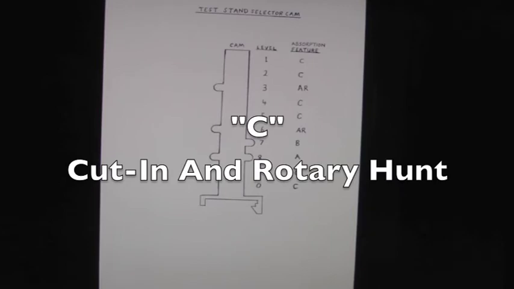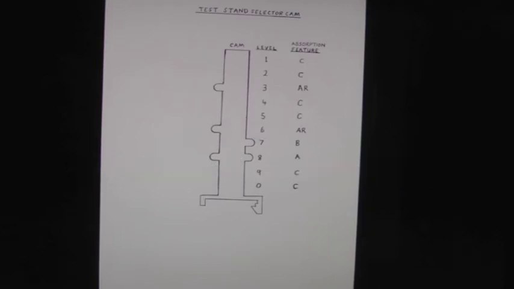Okay, so let's watch a call being processed for each of the 4 possible cam arrangements. We'll start out with a call to level 0, and as you can see on level 0 there are no teeth, so this call should just cut in and rotary hunt, just as if it was a non-digit absorbing call, which is what it really is. We'll show the switch actions for the digit absorbing features in slow motion.